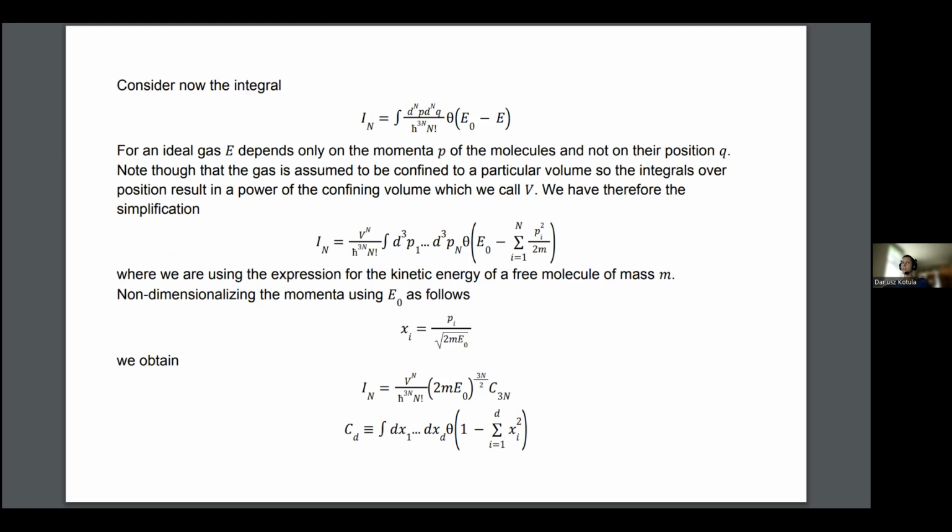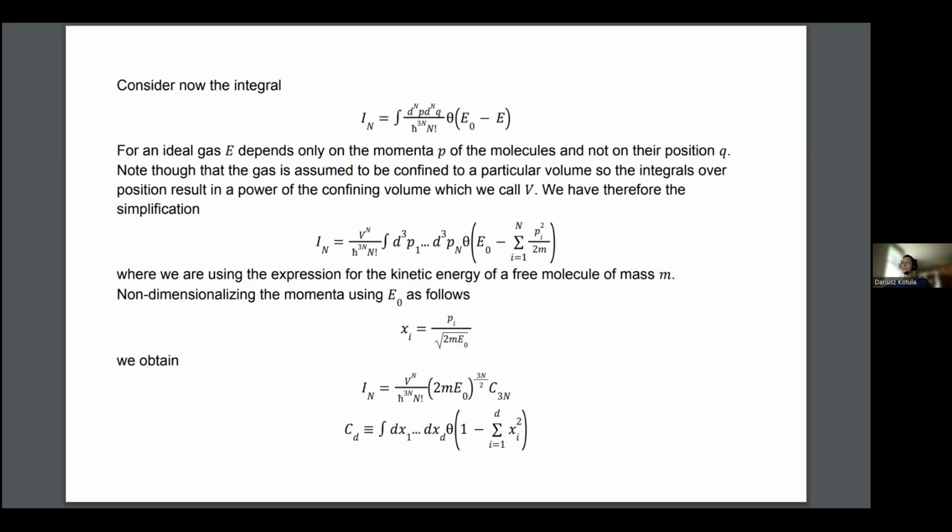Consider now the integral of d^n p d^n q divided by the reduced Planck constant to the power of 3n times the factorial of n times the Heaviside step function theta of the mean thermodynamic energy E0 minus energy E, that equals In. For an ideal gas, energy E depends only on the momenta P of the molecules and not on their position Q. Note, though, that the gas is assumed to be confined to a particular volume, so the integrals over position result in a power of the confining volume V.